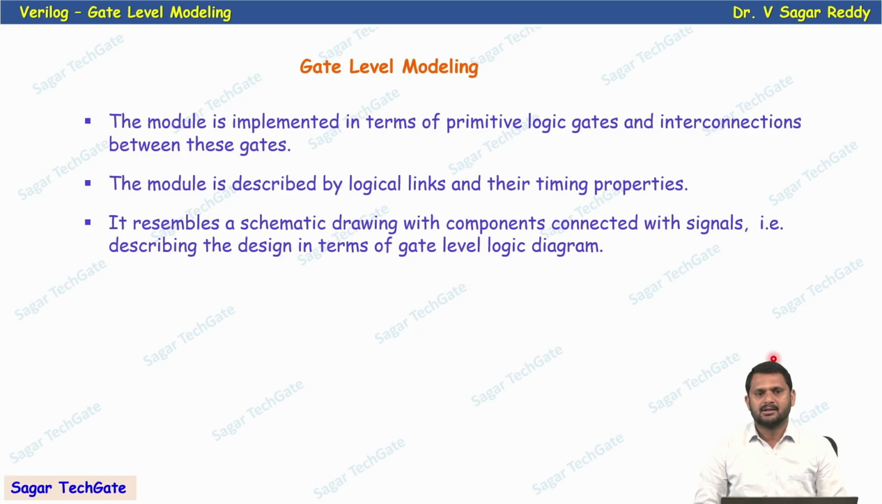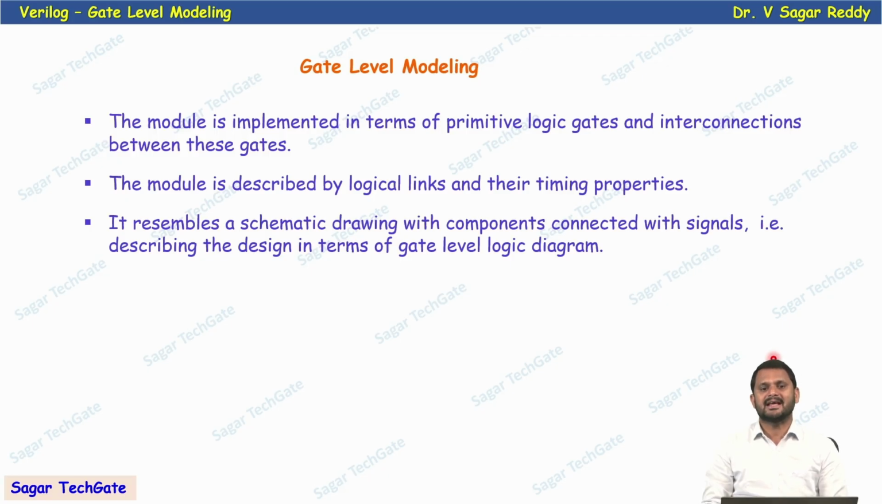Gate level modeling: the model is implemented in terms of primitive logic gates and the interconnections between these gates. In gate level modeling, we use basic gates known as primitives. If you want to build any digital circuit, we draw the diagram in terms of gates, and we connect those gates by using wires. So the model is described by the logical links and their timing properties.